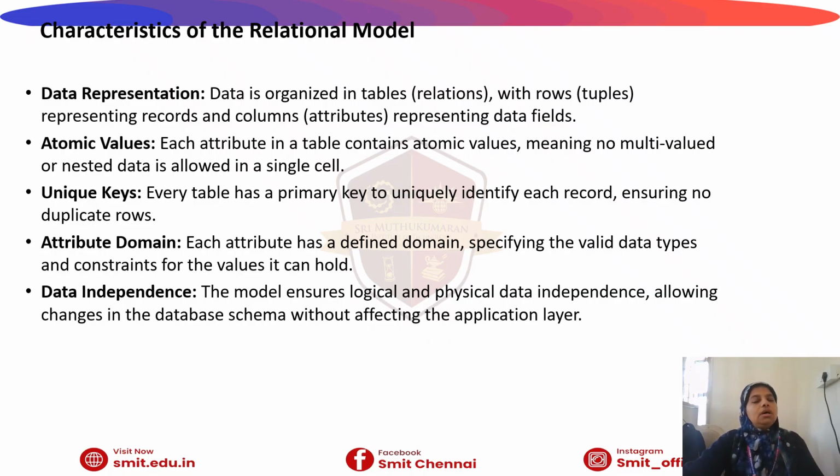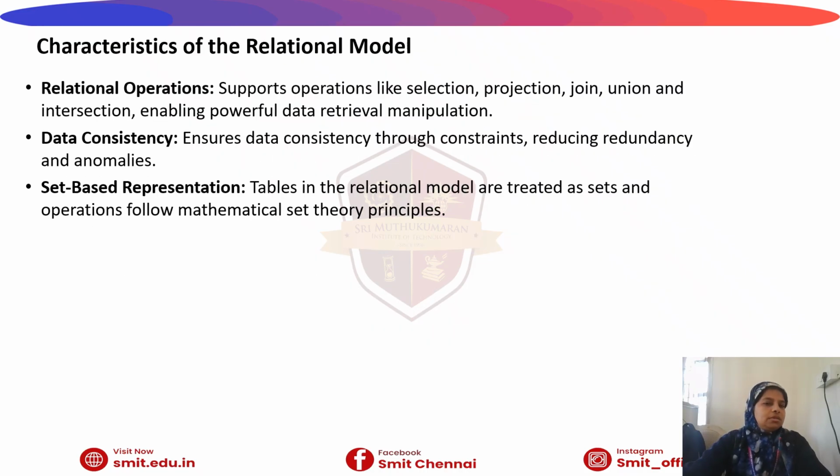Next, unique keys. Every table has a primary key to uniquely identify each record, ensuring no duplicate rows are considered. And second is attribute domain. Each attribute has a defined domain specifying the data types and constraints for the values it can hold. And next is data independence. This model ensures logical and physical data independence, allowing changes in the database schema without affecting the application layer. So the data will be independent of how it is related and connected together.